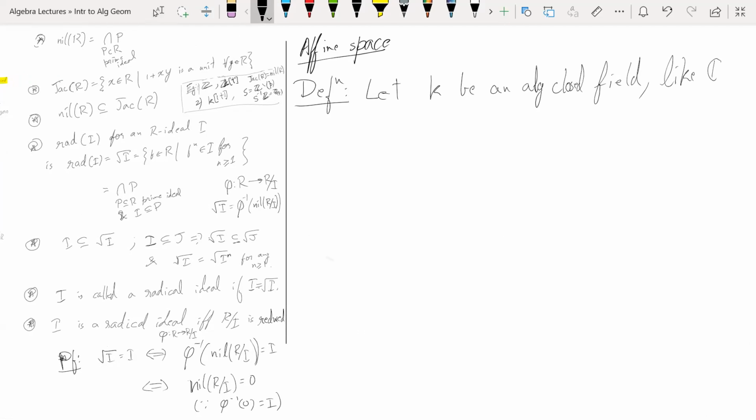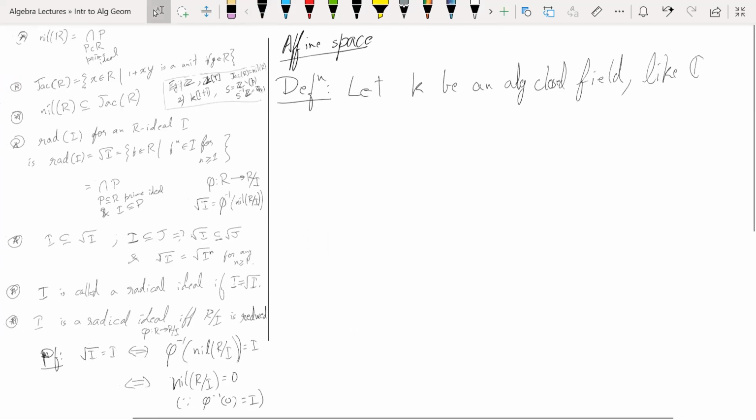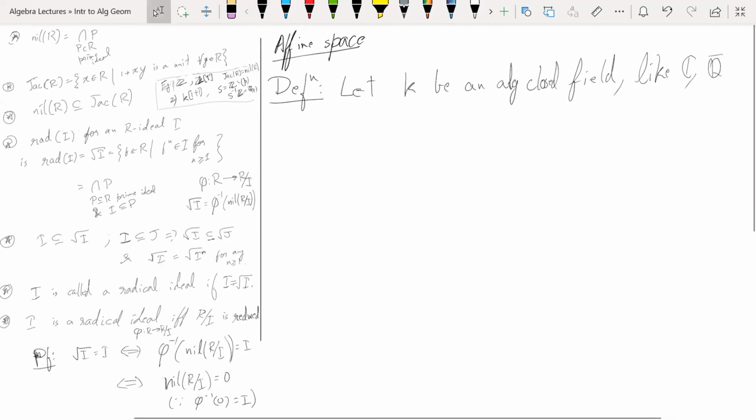So for example, you can take K to be C, or Q bar. So Galois theory is done. So I am assuming you know what Q bar means, yeah? And so the algebraic closure of Q, F_p bar, and so on. Okay, you can take the algebraic closure of whatever your favorite field is.